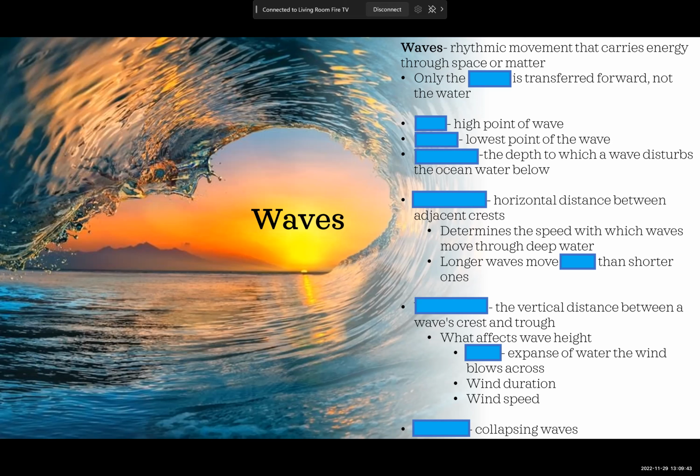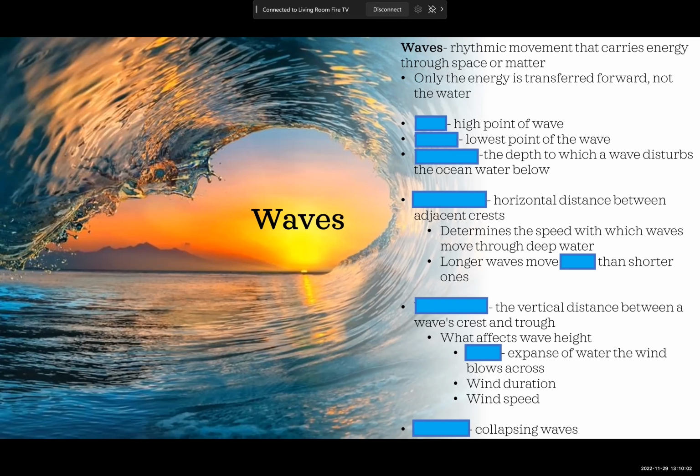So what is carried forward, transferred forward in an ocean wave? What's getting transferred forward? It's not water. What is it? Energy. Yeah, you got it. Energy. So energy is moved. The water is not moved. All right. So the water stays where it is.